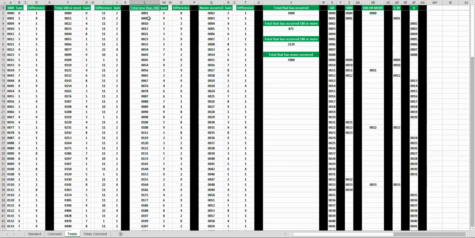The combinations that have occurred. This is not actual drawn numbers. This is the movements of those drawn numbers. And there are 3,000 total movements that have occurred. 871 have been 100 or more, and 2,129 have been between 1 and 99 times. 7,000 possible movements have never happened.